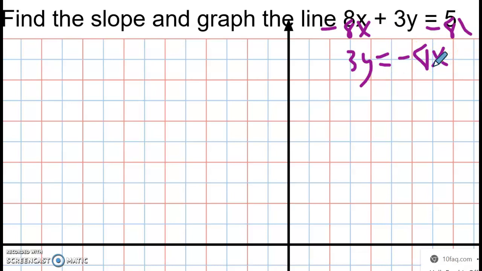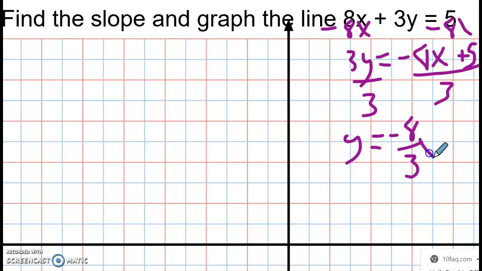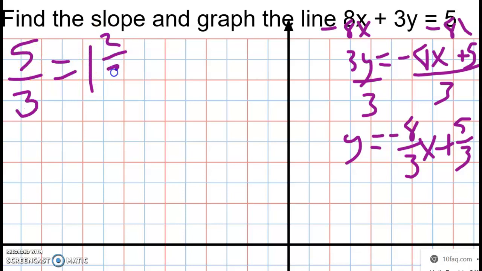I know I could write 5 minus 8x. I choose to write negative 8x plus 5, just because then I have it in slope-intercept form. Divide everything by 3. Y equals negative 8/3 x plus 5/3. It's a little awkward to graph that way. Remember, 5/3 is 1 2/3.